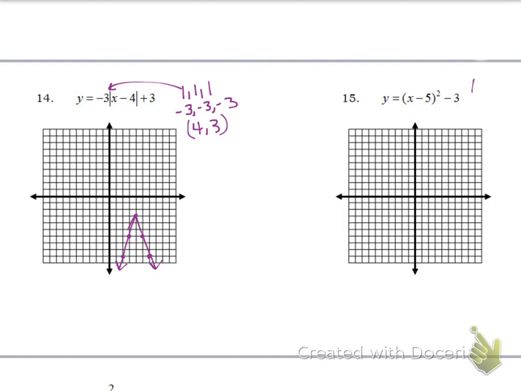Okay, my parabola here, because it's to the squared, we're starting it at 5, negative 3. It's going to be 1, 3, 5 up. Nothing to multiply by, so right 5, 1, 2, 3, 4, 5, down 1, 2, 3. Right 1, up 1. Right 1, up 1, 2, 3. Right 1, up 1, 2, 3, 4, 5. Left 1, up 1. Left 1, up 1, 2, 3. Left 1, up 1, 2, 3, 4, 5. And there's my U.